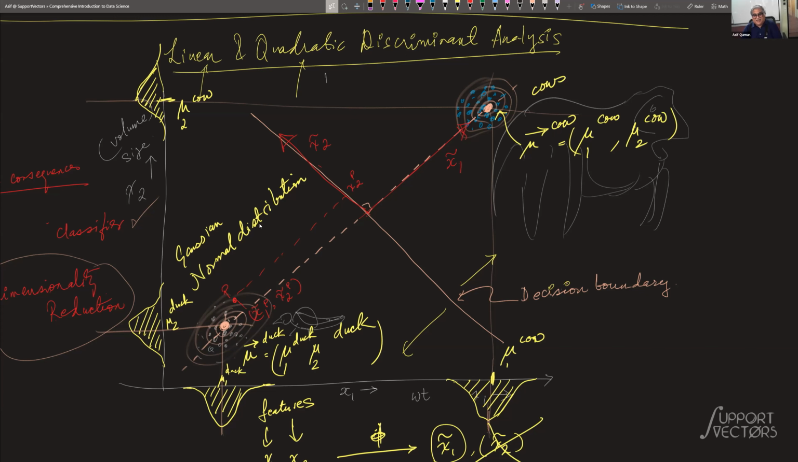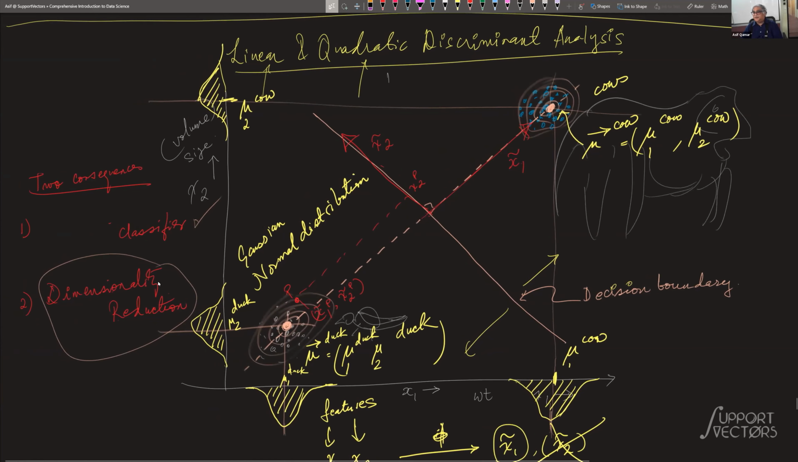So by looking at data like this, we get two things out of it. We get a classifier, because by joining this line and doing a perpendicular bisector, we have a classifier. Now we can classify cows and ducks in a very intuitive, geometrically very obvious manner. Do we agree? And at the same time, we get dimensionality reduction.